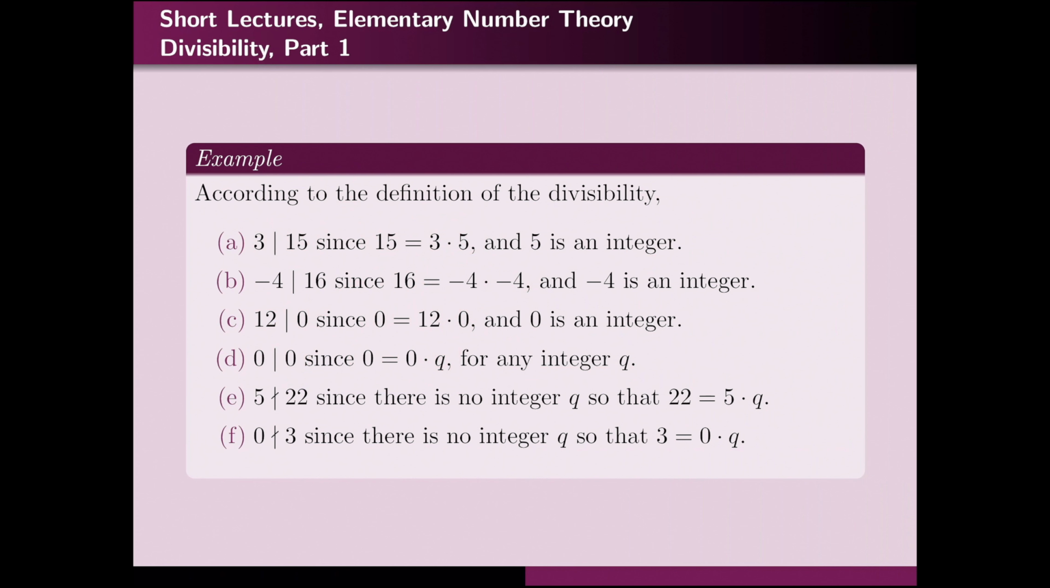Okay, to prove that a divides b, I need to guarantee the existence of only one q for which b is equal to a times q. But here I have infinitely many choices, we can even say it is better. So 0 divides 0 is a true statement.